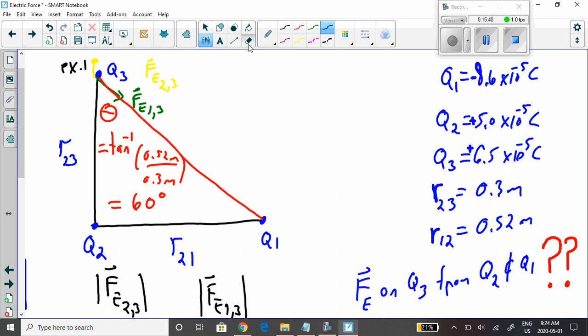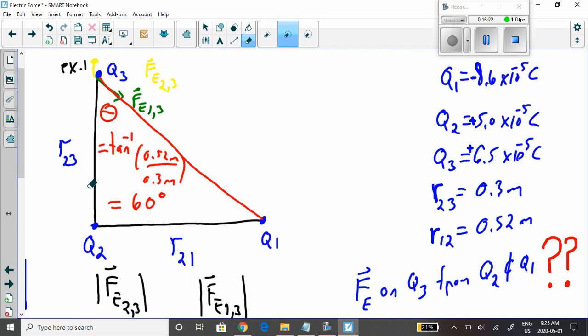Okay, well, let's try an example. This is our first example. And let's say that right here, we've got a charge, and we're going to call it Q1. And let's say the charge on Q1 is a negative charge, negative 8.6 times 10 to the negative 5 coulombs. And let's say that right here, we've got a charge Q2, and the charge on Q2 is a positive charge, 5.0 times 10 to the negative 5 coulombs. And let's say that right here, we've got a charge Q3, and it's a positive charge, positive 6.5 times 10 to the negative 5 coulombs, right there.